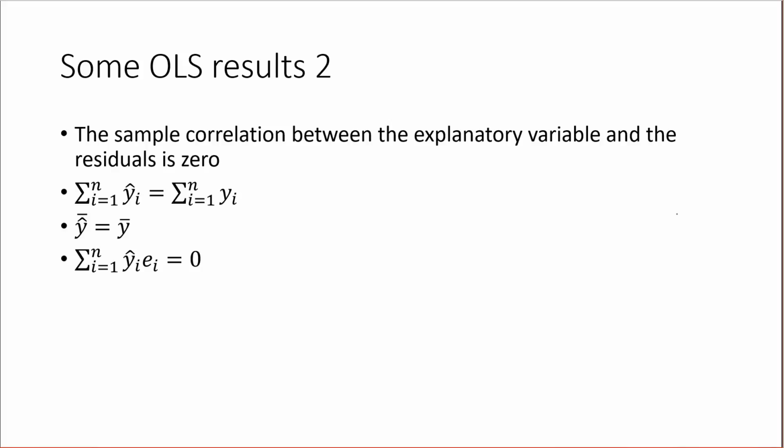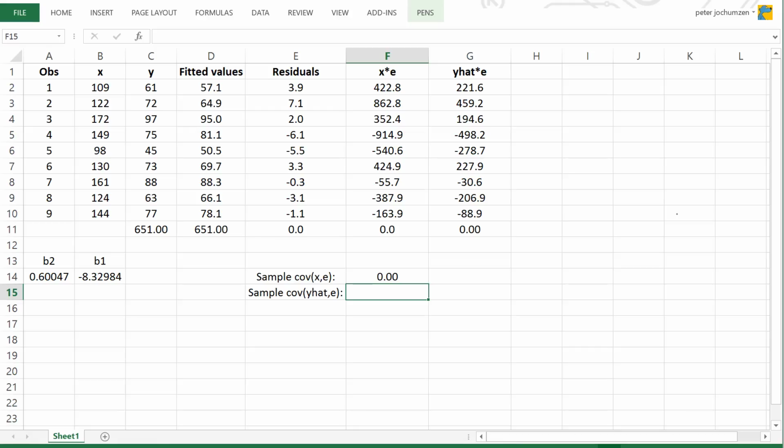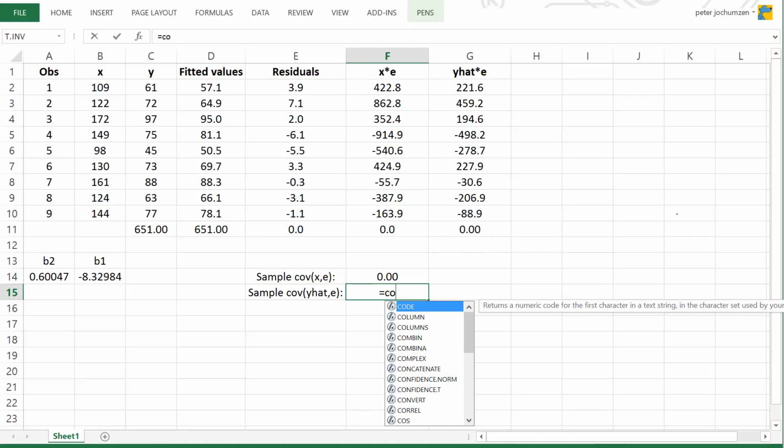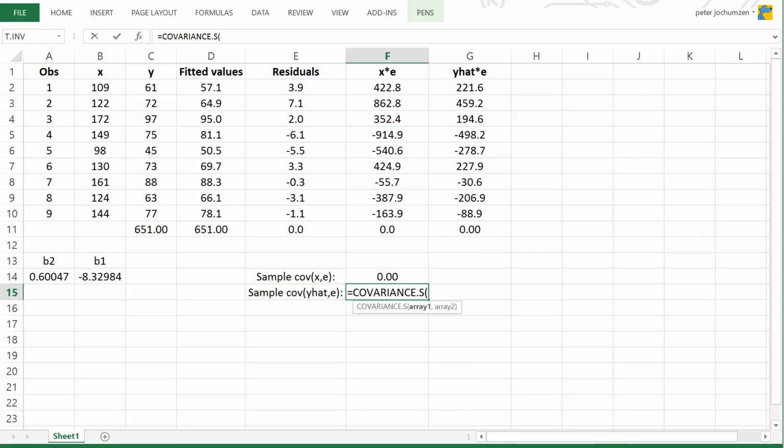This result can then be extended to the sample covariance and the sample correlation. So this means that the sample covariance between fitted y and residuals is 0. If I just do covariance.s, with my fitted values and my residuals, then we see that that is also 0.